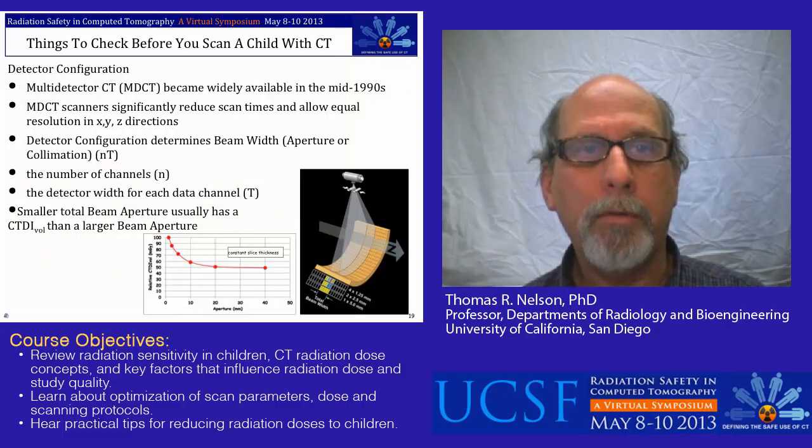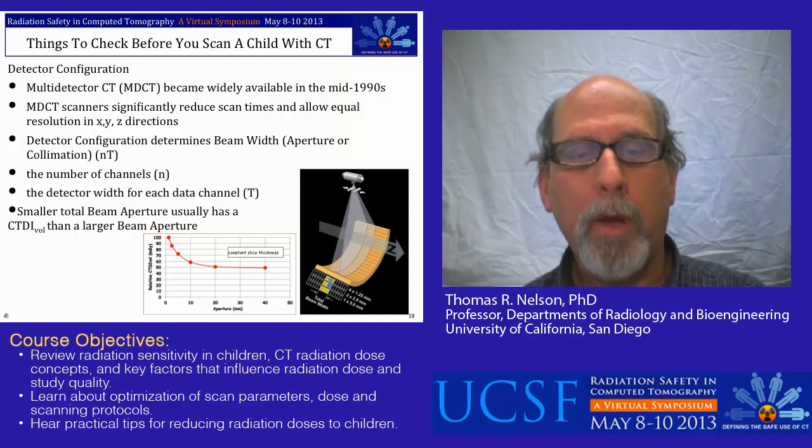Modern CT scanners use multiple detector systems that became available in the mid-90s. These scanners significantly reduce scan times and allow equal resolution in X, Y, and Z directions. The detector configuration determines the beam width, or aperture or collimation, and it's based on the number of data channels times the detector width for each data channel. The graph at the bottom of the slide shows that as we increase the aperture, the relative CTDI decreases, and as a result, we can achieve significant dose savings by using the widest possible beam aperture.